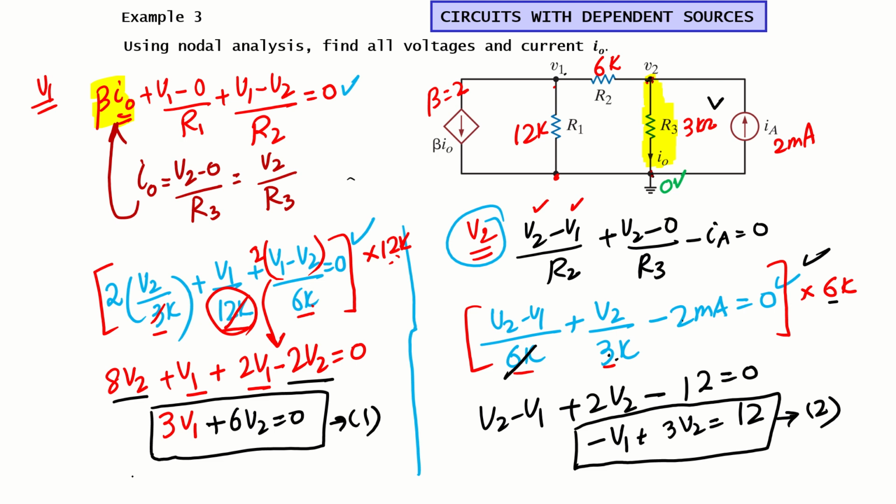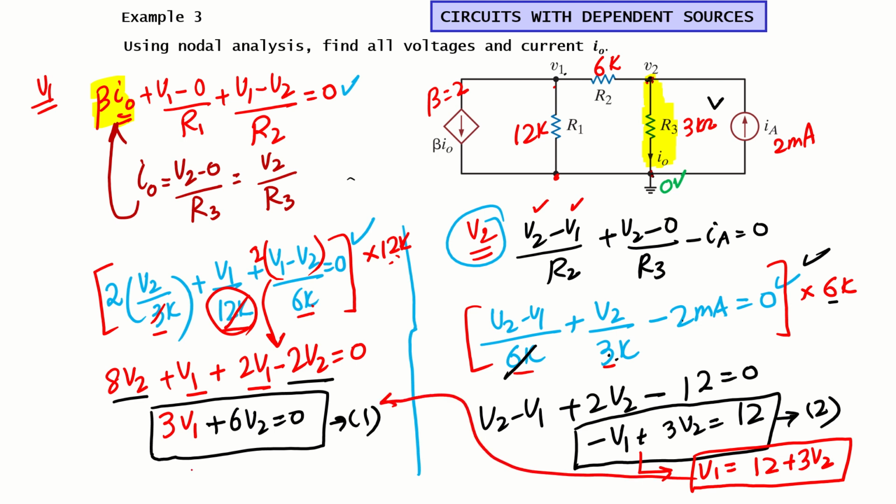Next we need to solve them, either using Gaussian elimination, your scientific calculator, or simply substitution. For example, I can substitute that V1 is equal to 12 plus 3 times V2. From this equation 2 we can get V1. We can use either equation to get V1 or V2. The idea is to get the first one and then put it in the second one. So let's put it here. We'll have 3 times V1, and V1 is basically 12 plus 3 times V2, plus 6V2 is equal to 0.